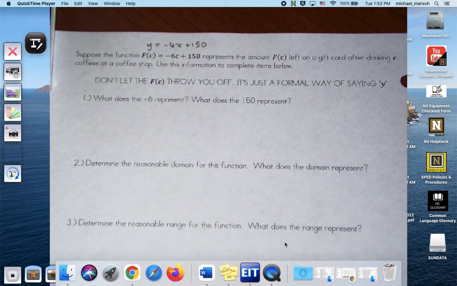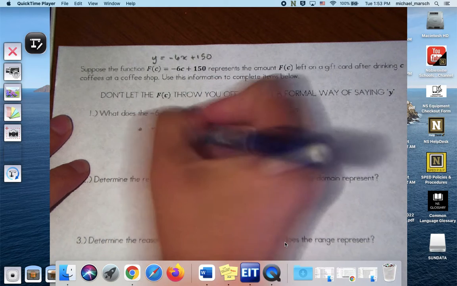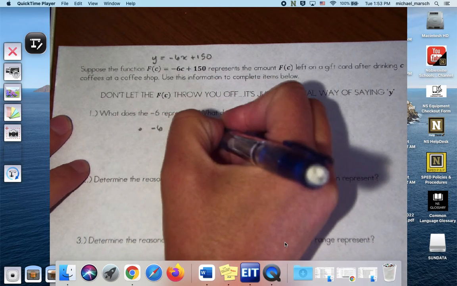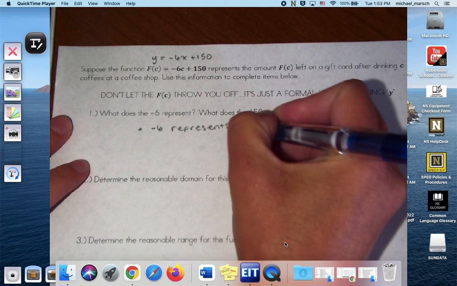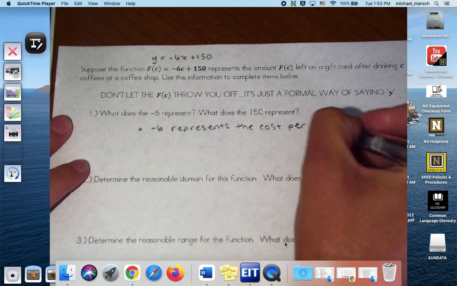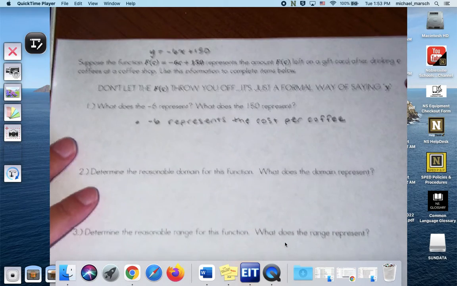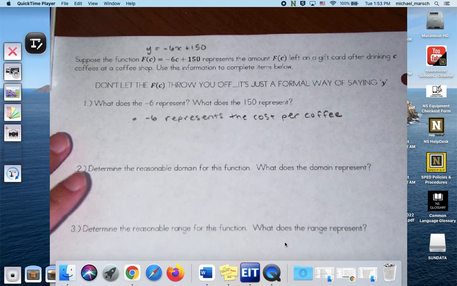Yes, so you're taking money away from your gift card every coffee you drink, yeah? $6, right? They're at Starbucks. Okay, so the negative 6 represents the cost per coffee. Can I try negative 6 equals cost of coffee? Can you do that? You can abbreviate if you want. Wait, negative 6 equals cost per coffee worth?